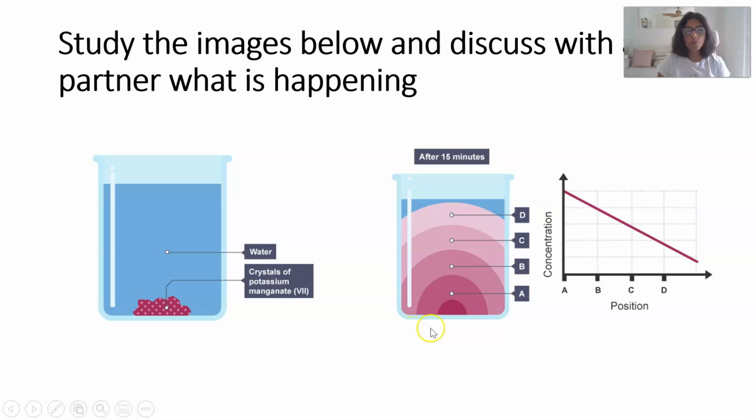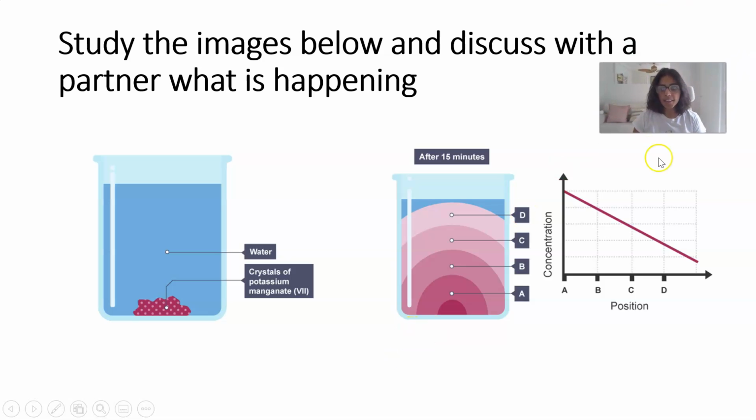So to start off with, we're going to be looking at diffusion. So these cartoon images will help us to do that. Unfortunately, we're not able to discuss with each other, but I'd like you to reflect on this as we go through the lesson. The first image over here represents a beaker of water with some purple crystals at the bottom. These crystals are made up of a chemical called potassium manganate. Now you don't really need to know that, we just need to know that it's a really dark purple crystal.